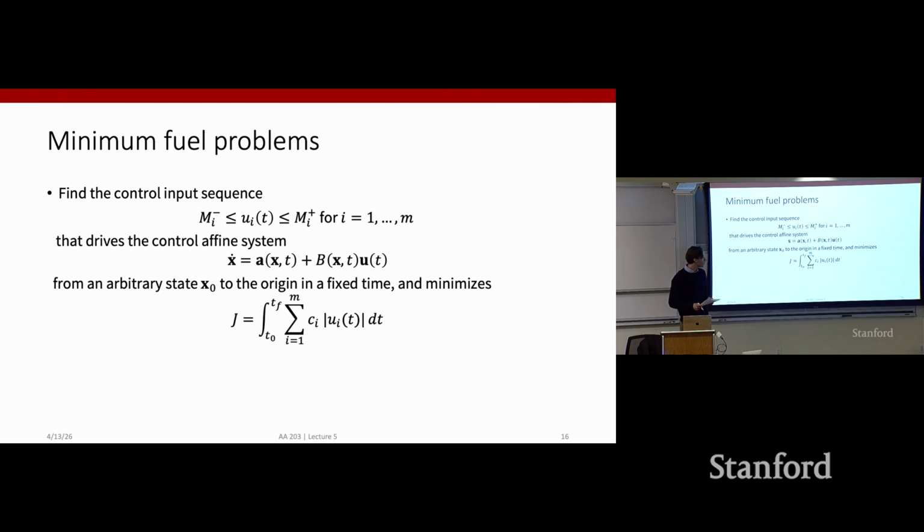Okay, so now we move towards a second kind of archetype optimal control problem, which is minimum fuel. In this case, we have the same bounds on the controls. We have the exact same control affine system, but now we are changing the cost, whereby we start from an arbitrary x of 0. We want to reach the origin in a fixed time. So now time is fixed. It's not a variable we're optimizing over. And we want to reach the origin by minimizing the absolute value of the control. And these types of problems where we're minimizing absolute values of the controls are usually referred to as minimum fuel problems.